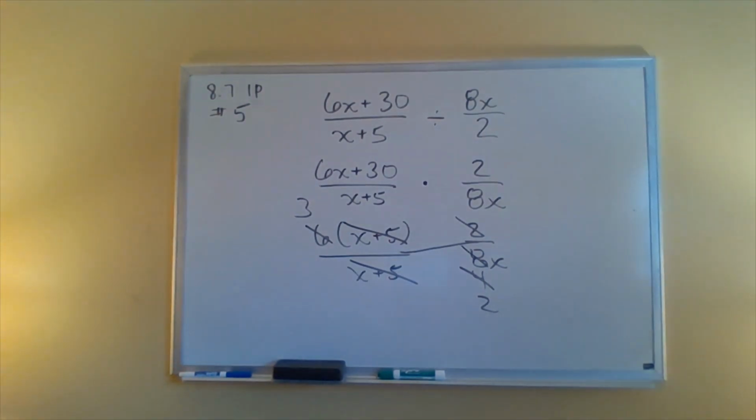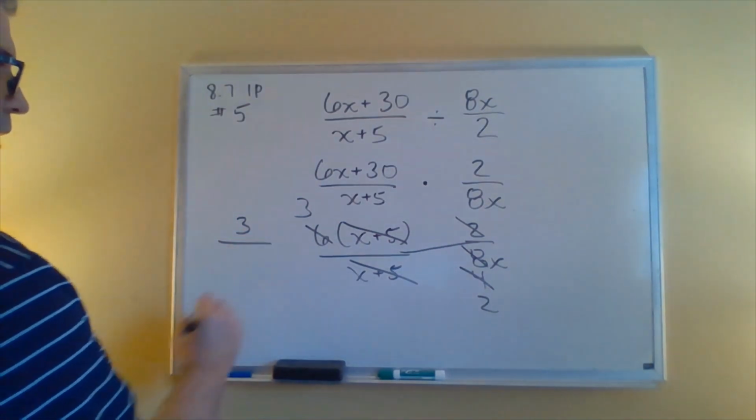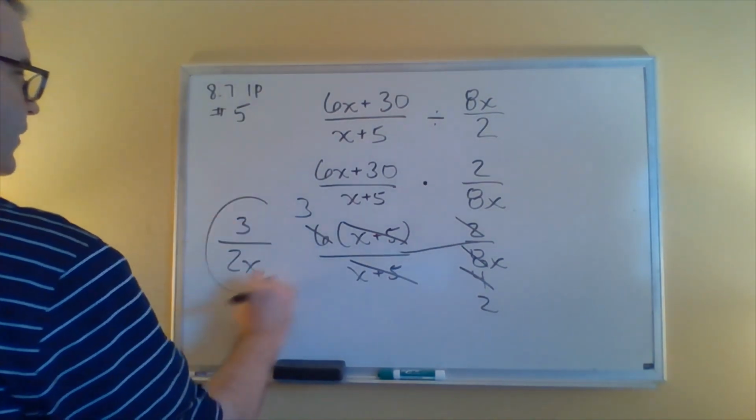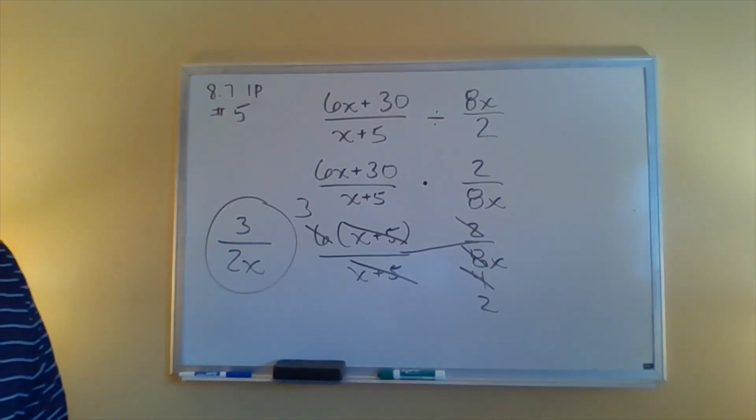So what do we got left? I have 3 in the numerator left. I have 2x in the denominator left. So there's my answer for number 5, 3 over 2x.